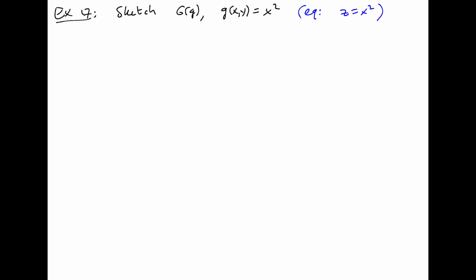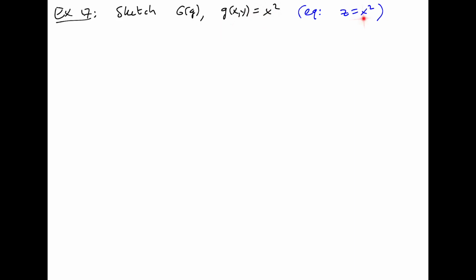So in this example, we want to sketch the graph of a function g, and g is given as follows: g of x, y is x squared. So note that g is a function of two variables. However, one of the two variables, y, does not occur here. And the question is, what is the implication of this?